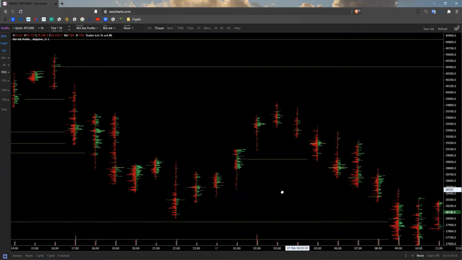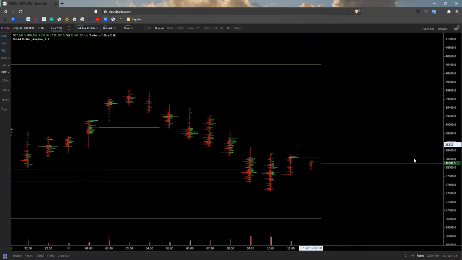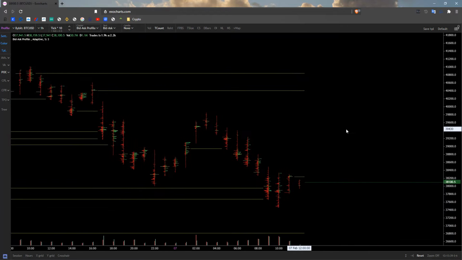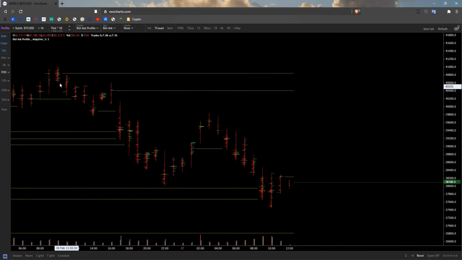What a naked point of control is, basically, is a point of control that has not been tapped yet. So let's take this top one, for example, here. A lot of trading was happening in this area and price never came back. So we know there's a lot of upside down traders there, a lot of upside down traders here. And if price comes back, we're likely to see a reaction off of it.